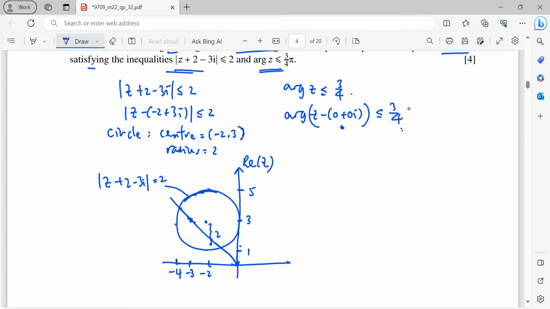Okay, so now here is going to be 3 over 4 pi. And since it's mentioned that the argument is less than or equal to 3 over 4 pi, that means your region is going to be here. Alright, it is less than. So that's the solution of this question. This is the real part. My labeling is wrong. This is imaginary. Okay. So that's all for question 2.